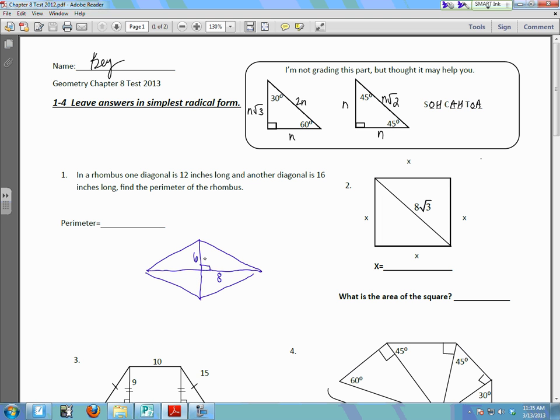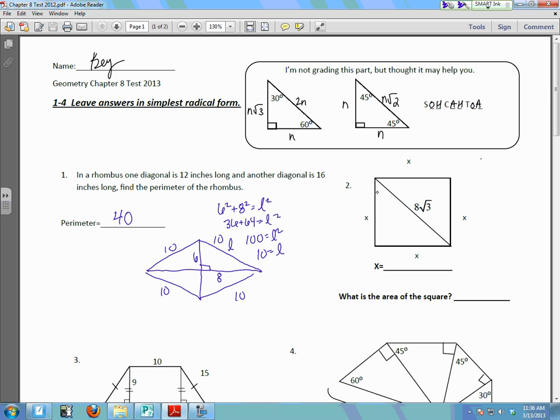Now I want to find the perimeter. To find the perimeter, I need to know what this length out here is, call it L. I can go 6 squared plus 8 squared is equal to L squared. That's 36 plus 64 is equal to L squared. So 100 is equal to L squared. The square root of L squared is L, and the square root of 100 is 10. So L is 10. That's 10, that's 10, that's 10, that's 10. So the perimeter is a total of 40.